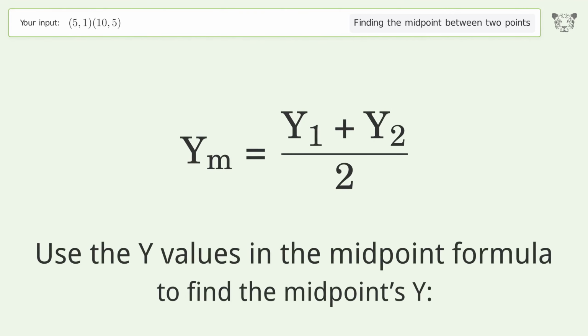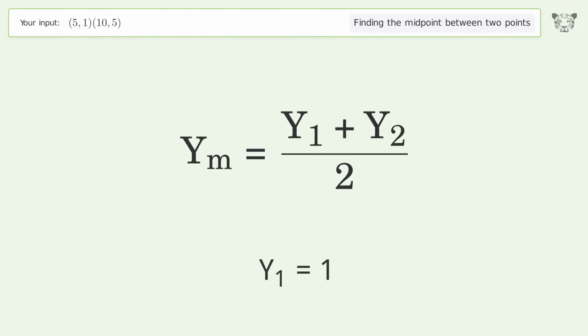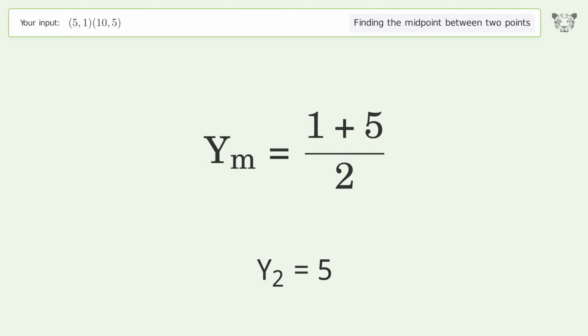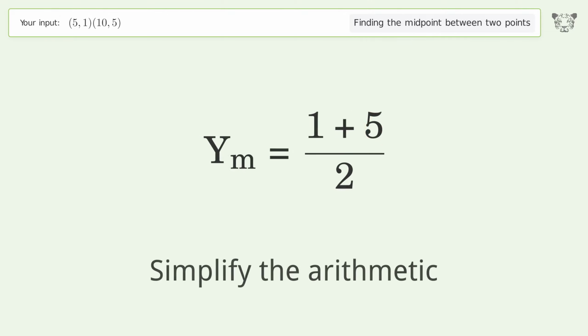Use the y values in the midpoint formula to find the midpoint's y. y1 equals 1. y2 equals 5. Simplify the arithmetic.